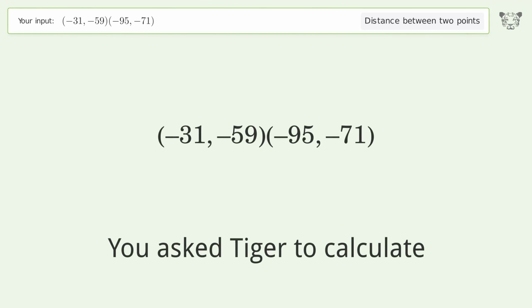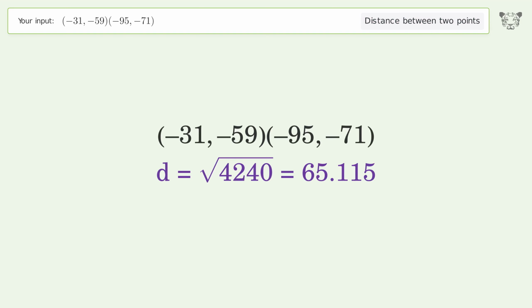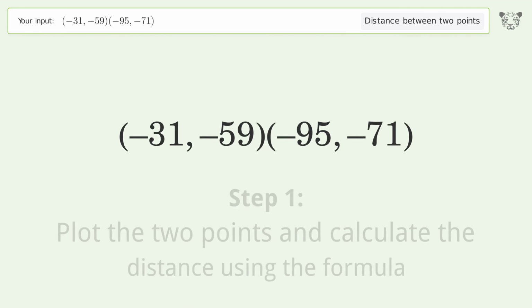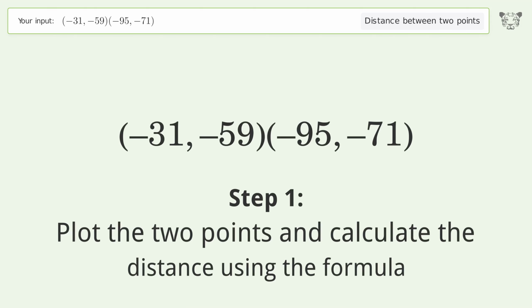You ask Tiger to calculate. This deals with the distance between 2 points. The distance between the 2 points is the square root of 4,240, or 65.115. Let's solve it step by step. Plot the 2 points and calculate the distance using the formula.